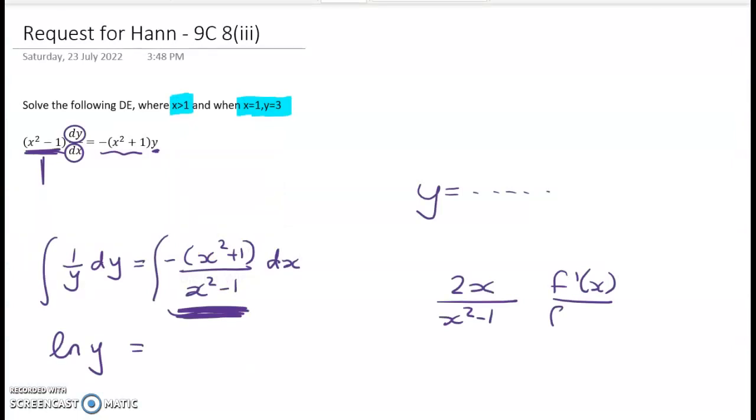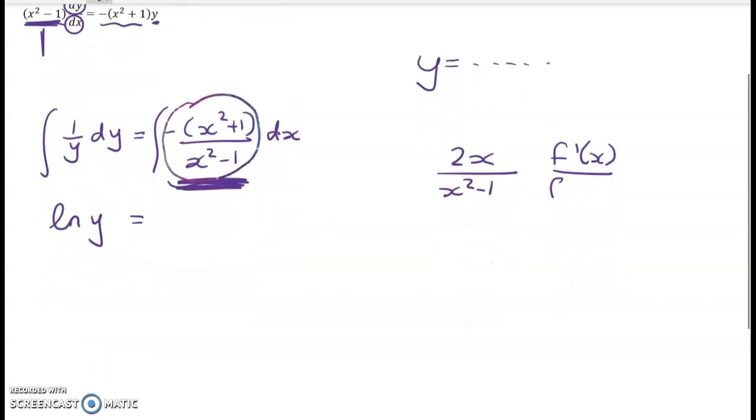Okay, so we're going to use partial fractions to split this up because we've got a quadratic over a quadratic, so we know we can simplify that. So let's just work off to the side and see what we can do with negative x squared plus 1 over x squared minus 1. We'll start by expanding out the top line, the numerator.